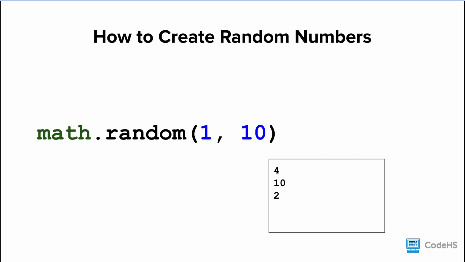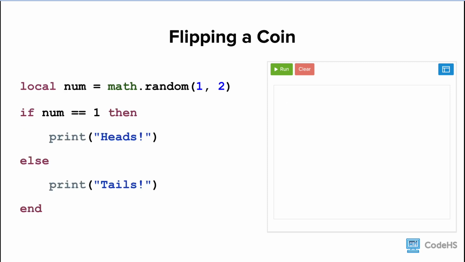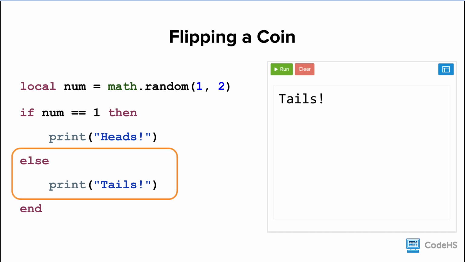There's a lot that we can do by using this randomization. We can simulate rolling a die. Each time this program is run, we will receive a different pseudo-random number. We can use a conditional statement to print different results based on the random numbers. Here we have a random generator choosing a number from 1 to 2, so either 1 or 2. If the random number is 1, then heads is printed. If 2 is generated, then tails is printed.